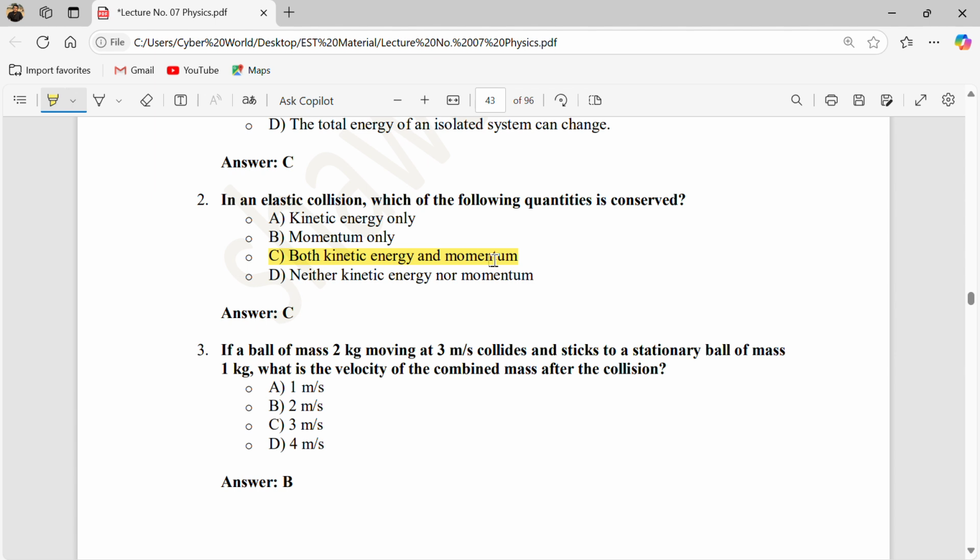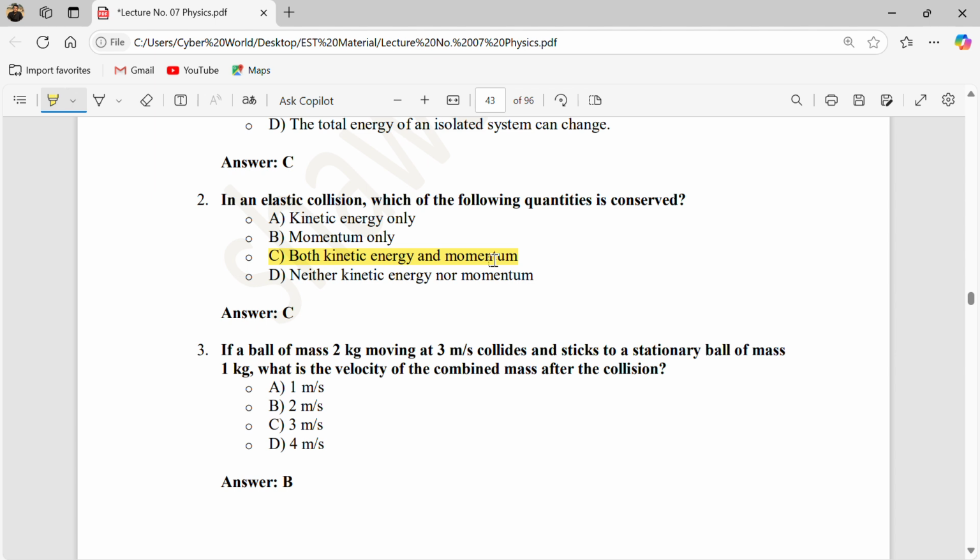If a ball of mass 2 kg moving at 3 meters per second collides and sticks to a stationary ball of mass 1 kg, what is the velocity of the combined mass after the collision? The mass of the first ball is given, which is 2 kg, moving with a velocity of 3 meters per second, and it hits another ball with a mass of 1 kg. So you have to find the velocity. So how can you find it?